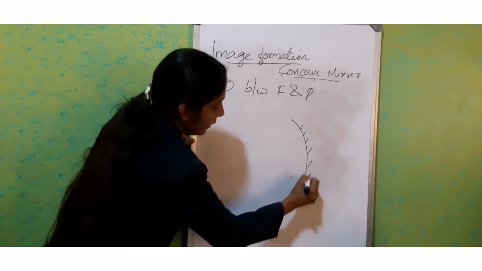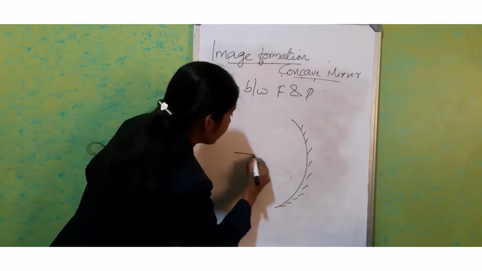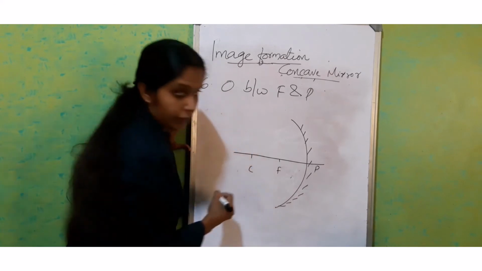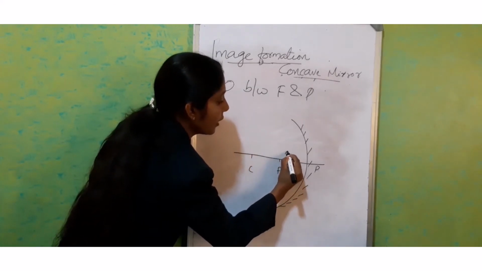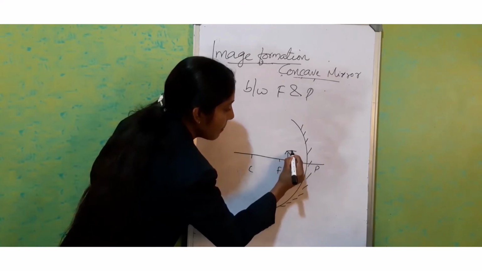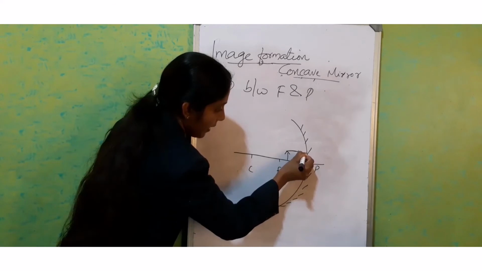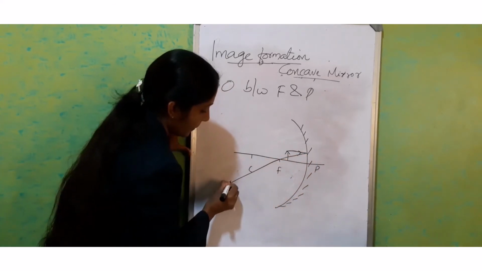So here we have the mirror, pole, focus, center of curvature. I kept the object here, one ray which is passing parallel to the principal axis. After striking, it is passing through the focus.